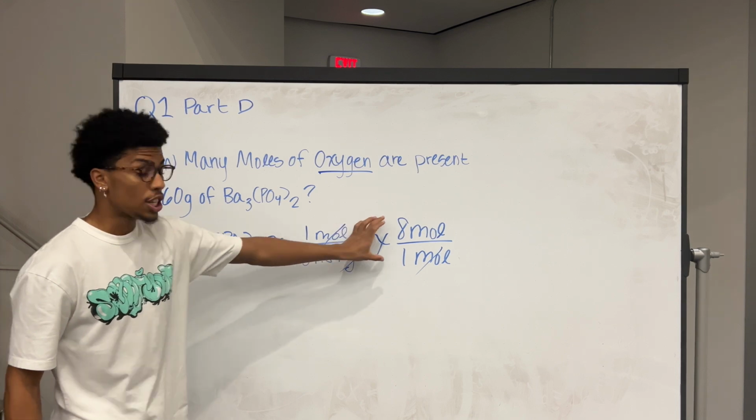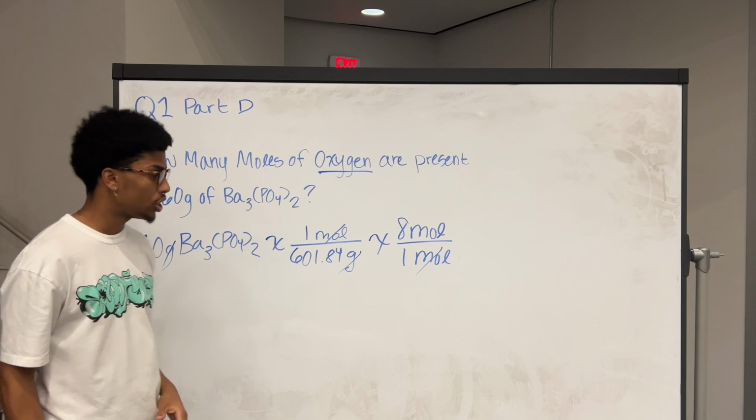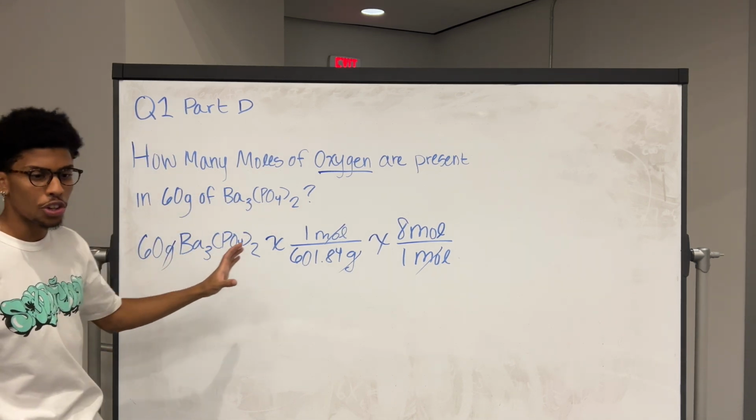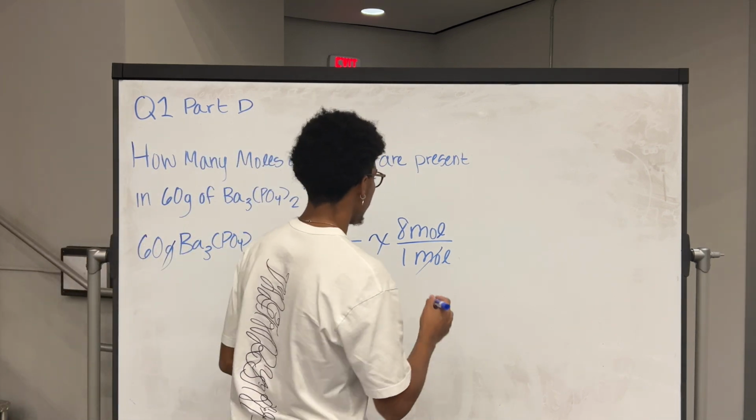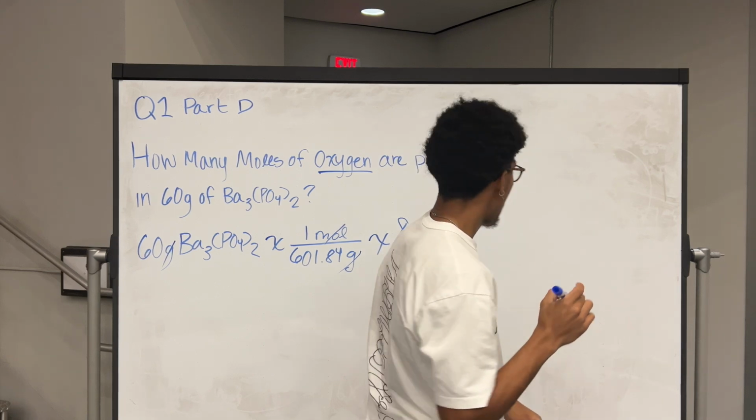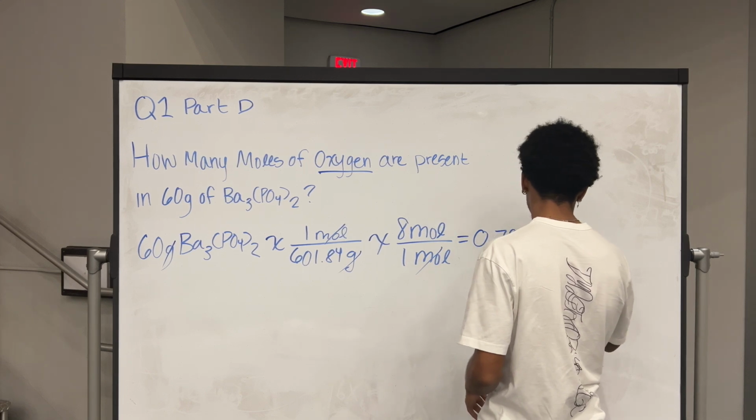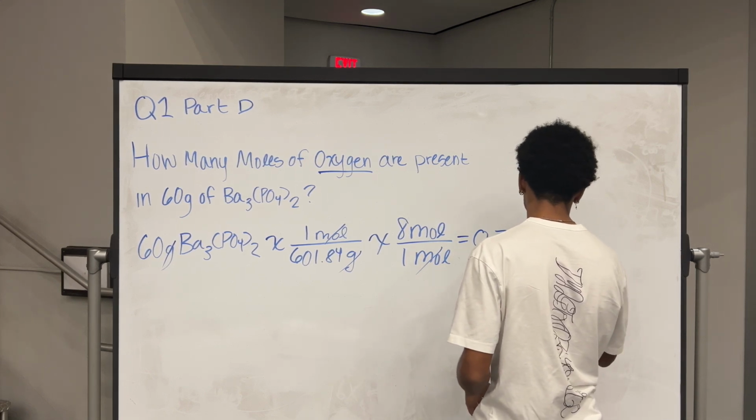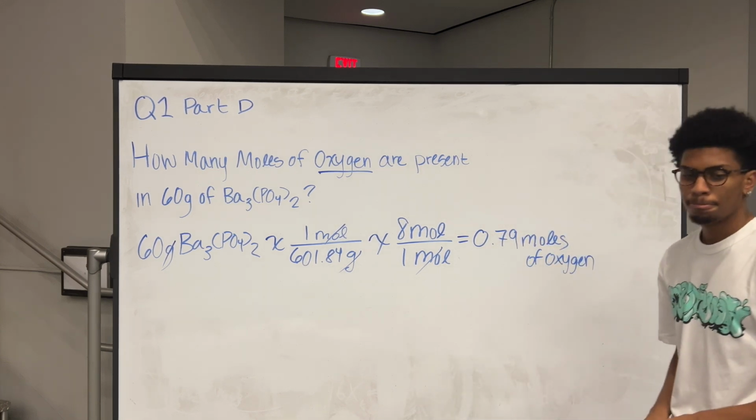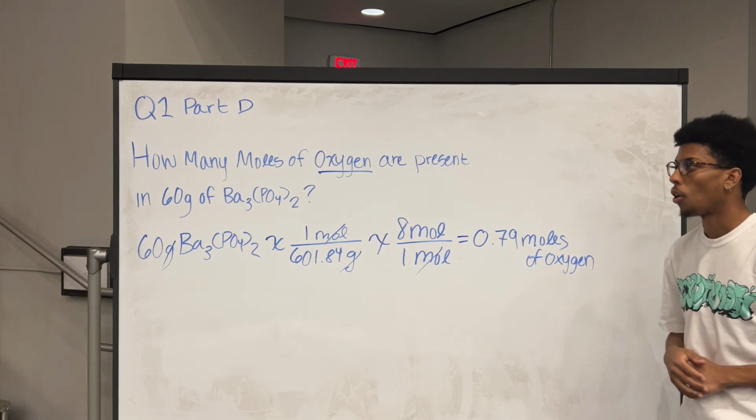And so this is a ratio that was pulled straight from this compound. We have 8 moles of oxygen per 1 mole of this entire compound. And so when you plug this into your calculator, you're going to get 0.79 moles of oxygen. And that is how you solve question 1 of part D.